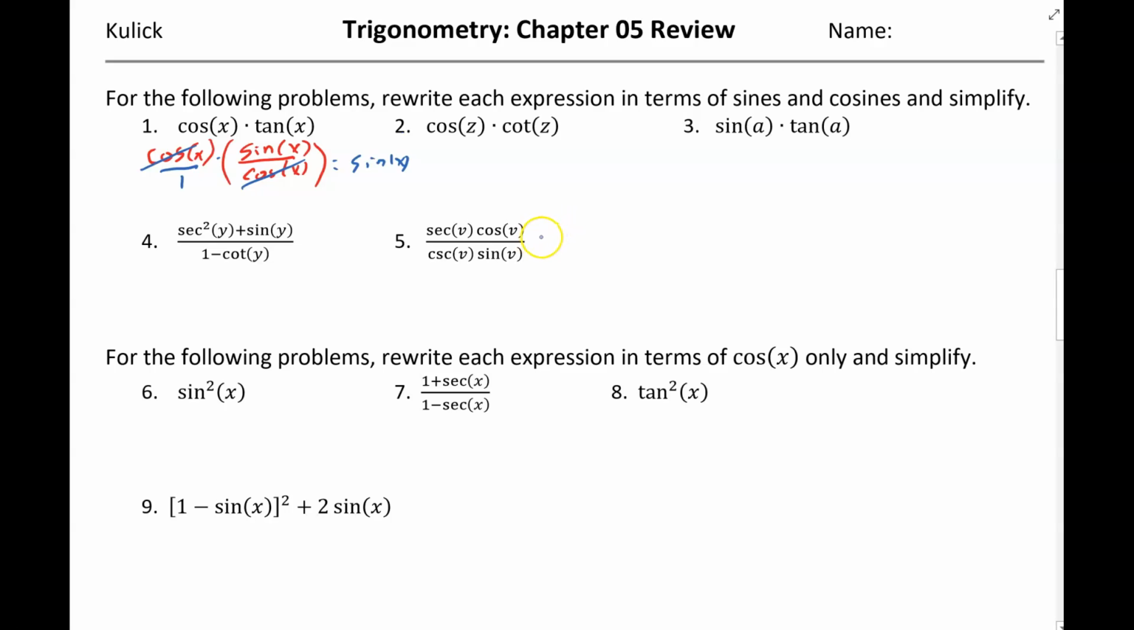All right. So first thing I want to do is to rewrite things in terms of sines and cosines. So secant is what? Look at your identity sheet. 1 over cosine. And then I don't have to do anything to cosine. Cosecant is 1 over sine.